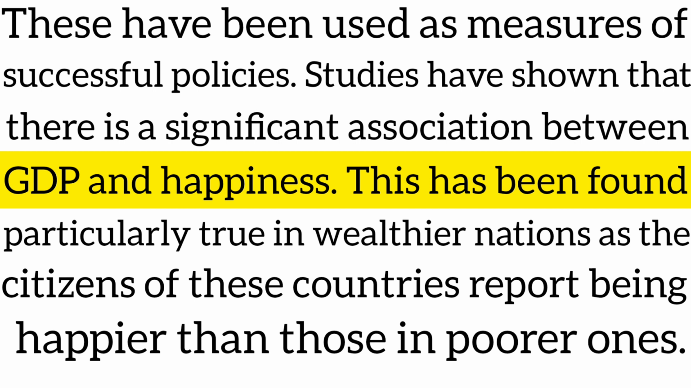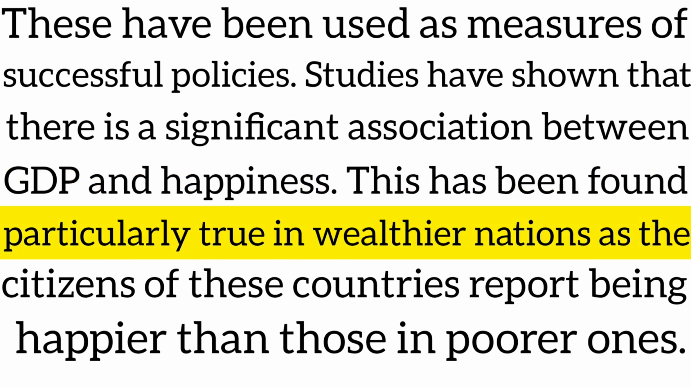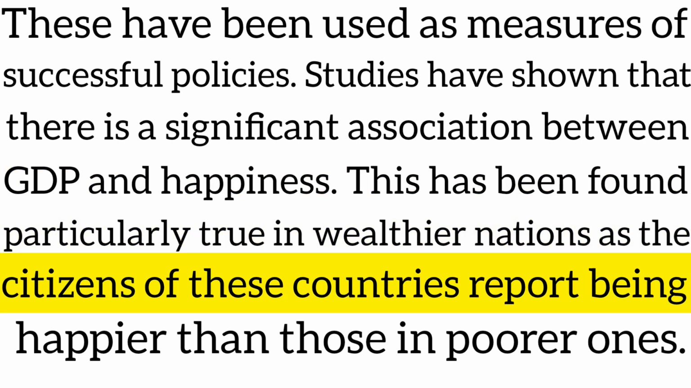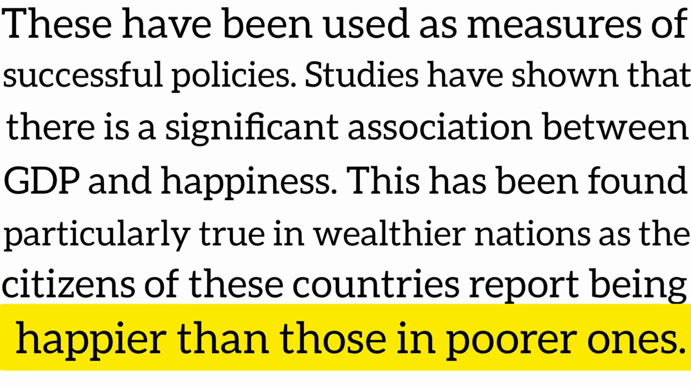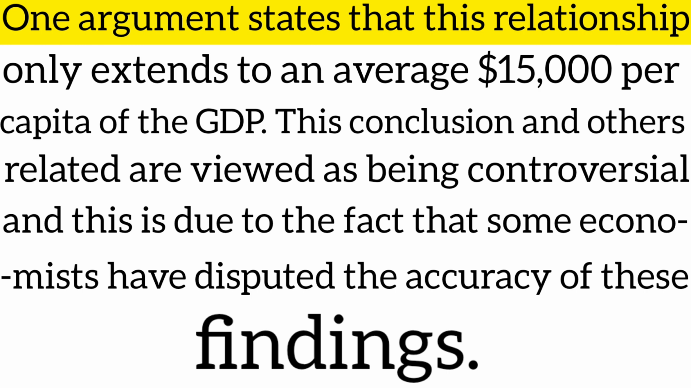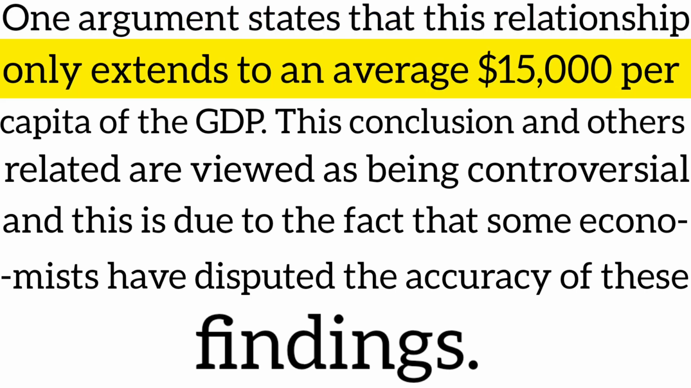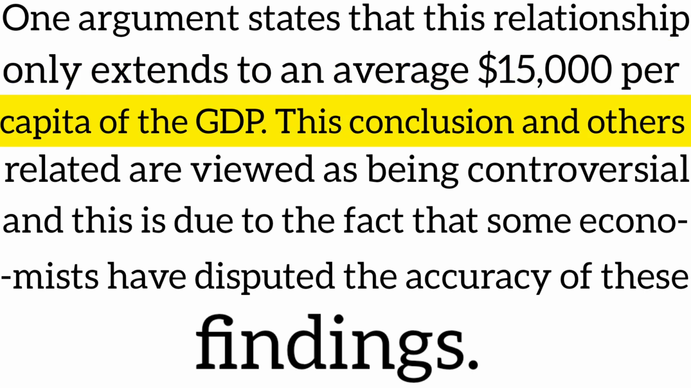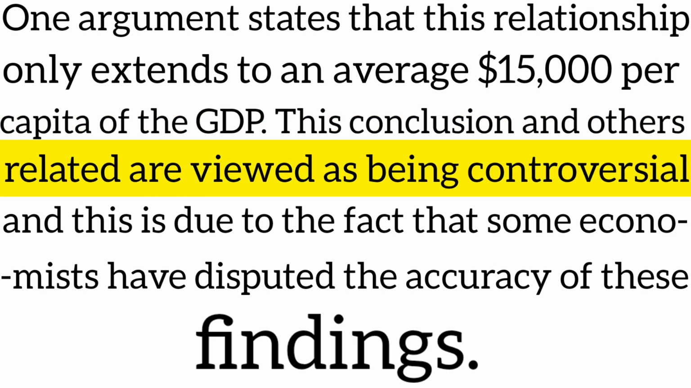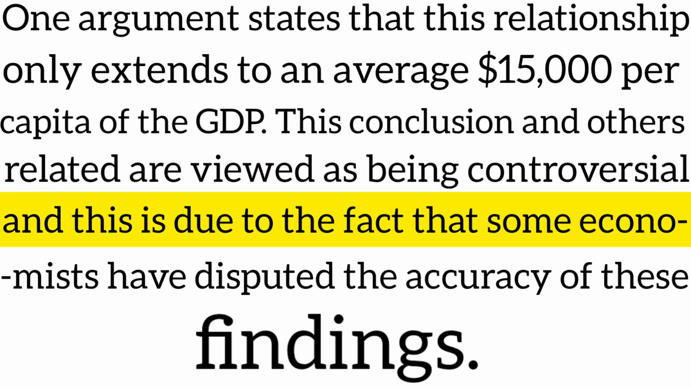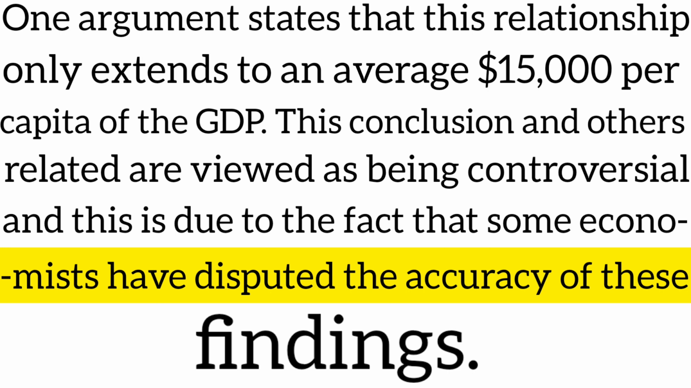This has been found particularly true in wealthier nations as the citizens of these countries report being happier than those in poor ones. One argument states that this relationship only extends to an average 15,000 per capita of the GDP. This conclusion and others related are viewed as being controversial, and this is due to the fact that some economists have disputed the accuracy of these findings.